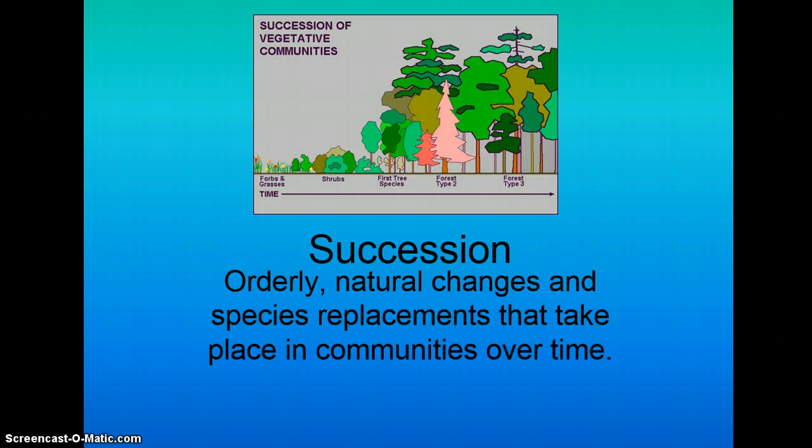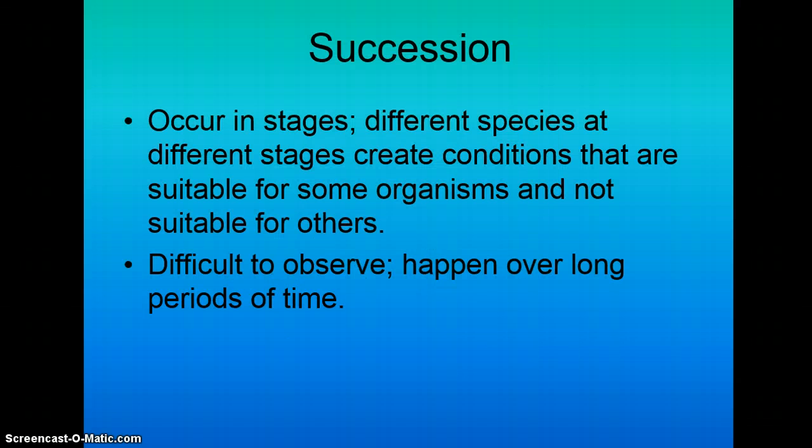Okay, succession. Orderly, natural change and species replacements that take place in a community over time. So a community changing over time is known as succession. It occurs in stages. Different species at different stages create conditions that are suitable for some organisms and not suitable for others. It's really difficult to observe because it happens over a very long period of time and it's a very slow type of process.